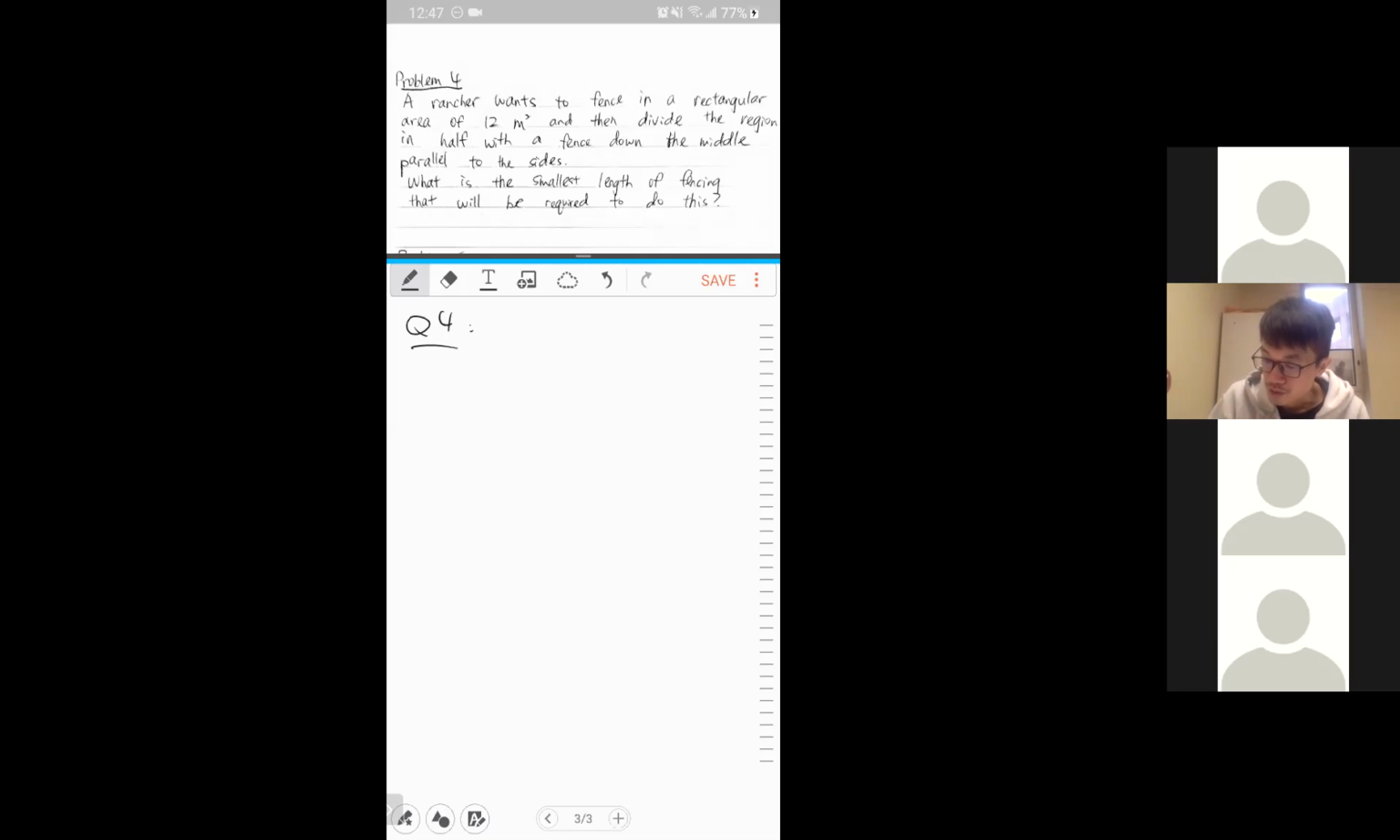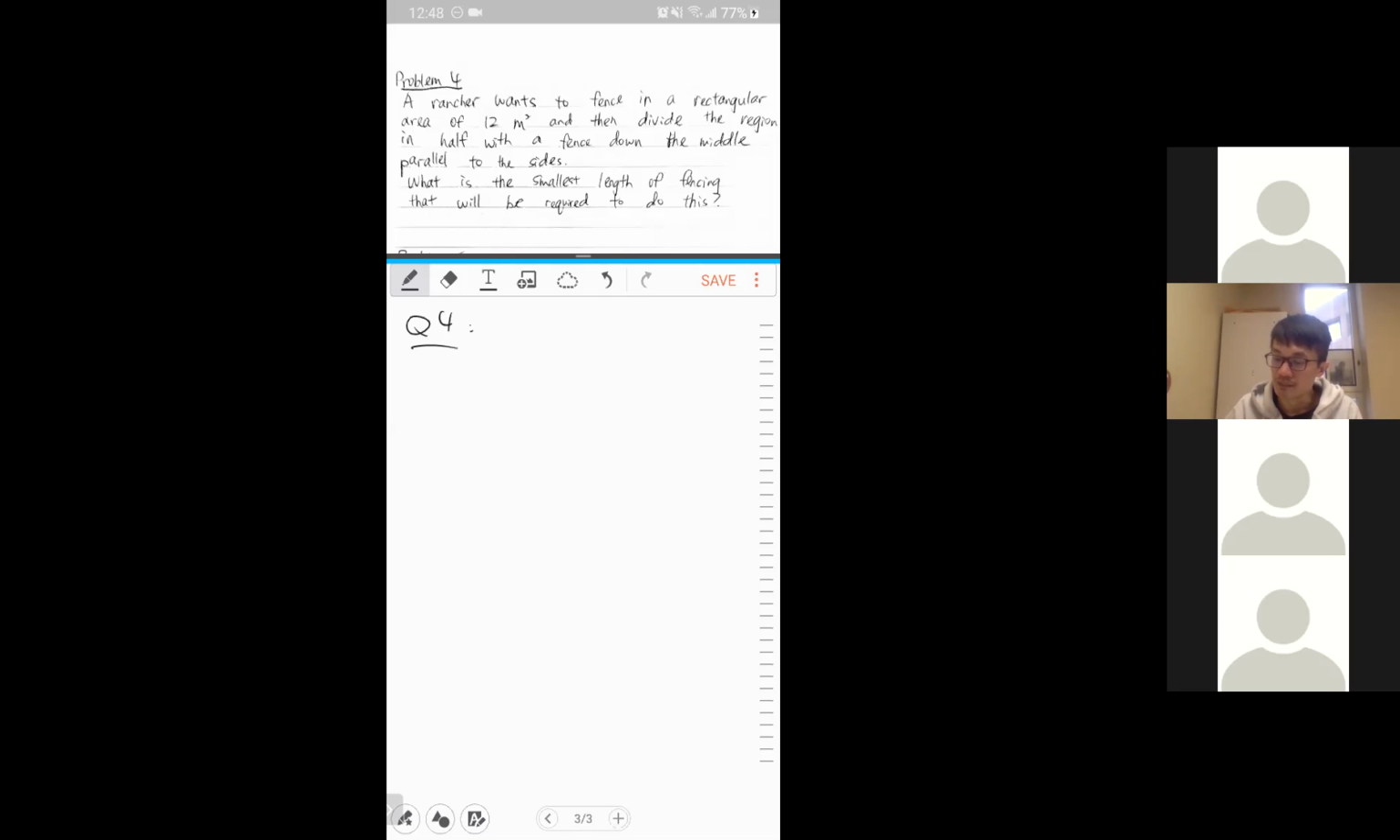Yeah. Okay, so question 4. A person wants to fence a rectangular area of 12 meters square and then divide the region in half with a fence down the middle parallel to the sides. What's the smallest length of the fencing that will be required to do this? So what is the first step? Okay, you want to write down the target function and the constraint, right?